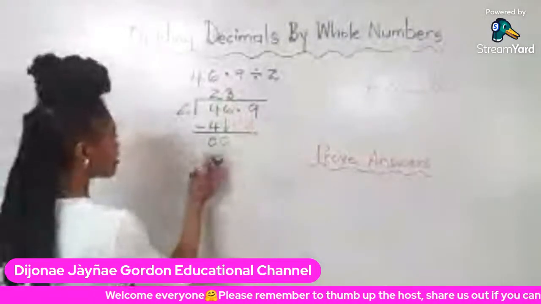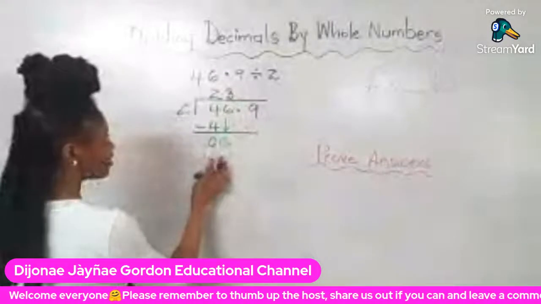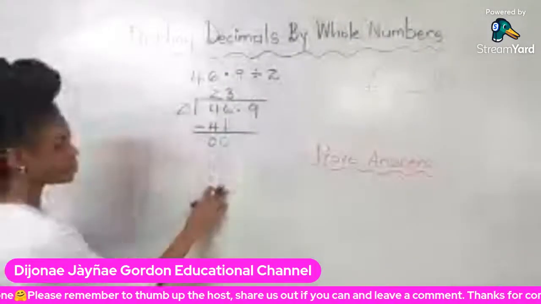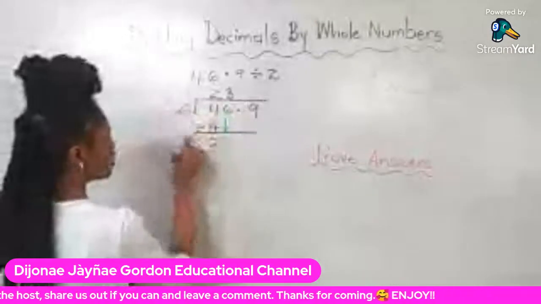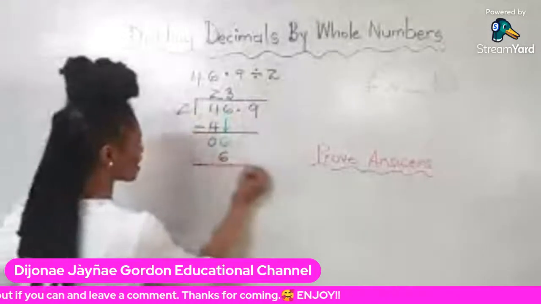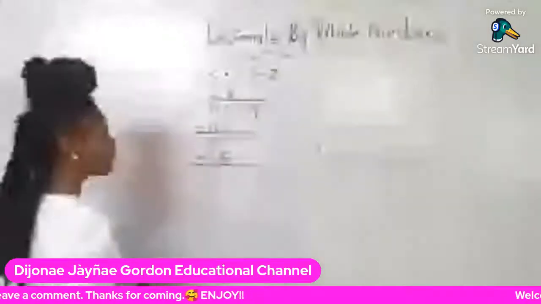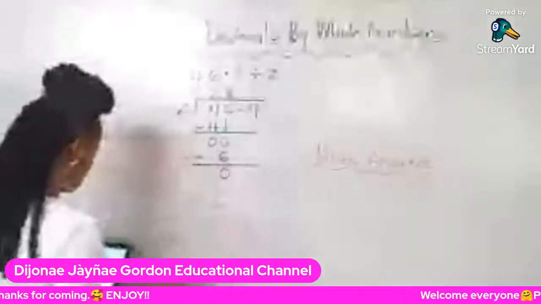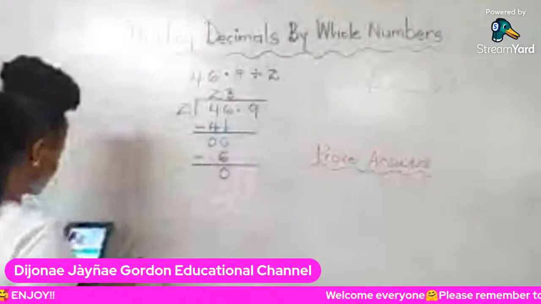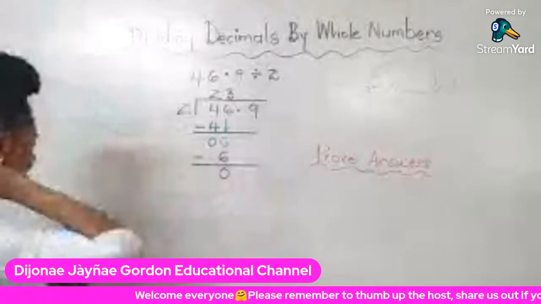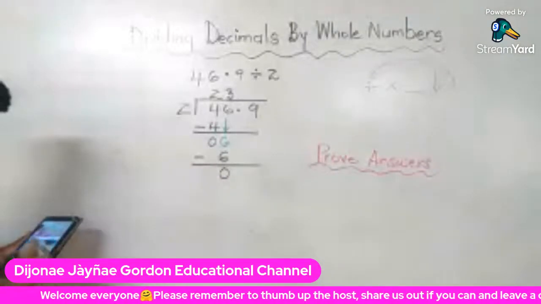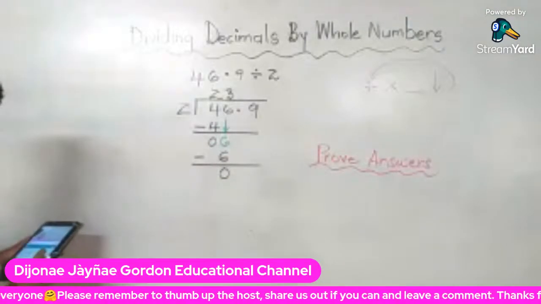And of course, look carefully at what we are doing. We're going to multiply next 3 by 2, and of course, that is 6. Take away again. And of course, you are left with 0. If you are seeing the board clearly, please let me know.